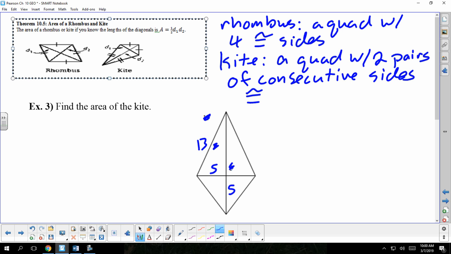One thing we know about both rhombuses, squares, and kites is the diagonals are perpendicular for these ones. So key, diagonals are perpendicular. The diagonals are perpendicular.